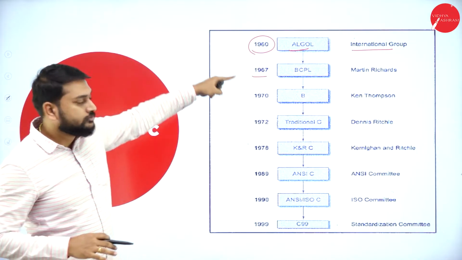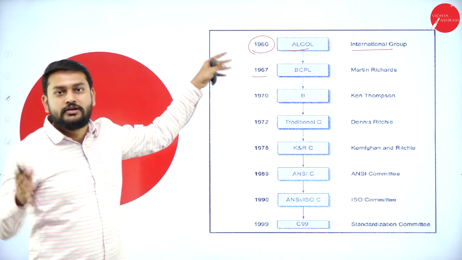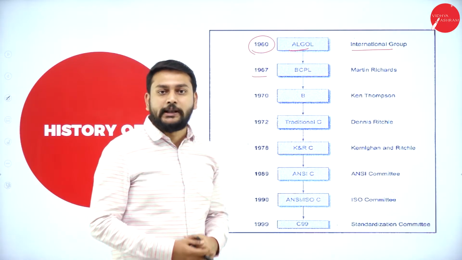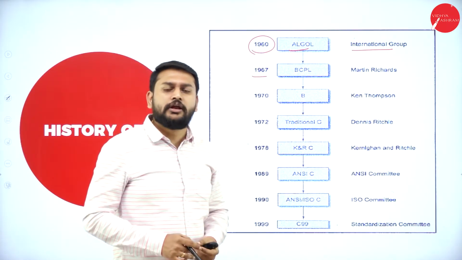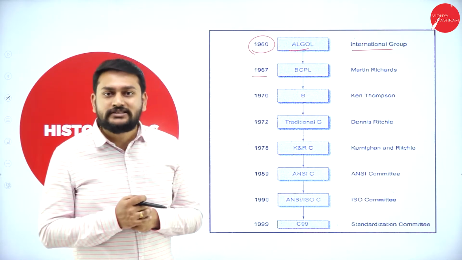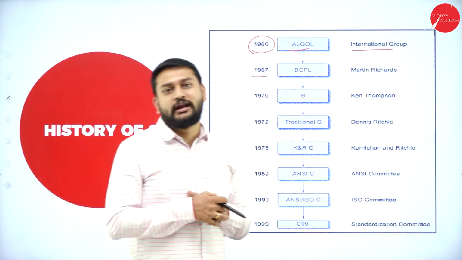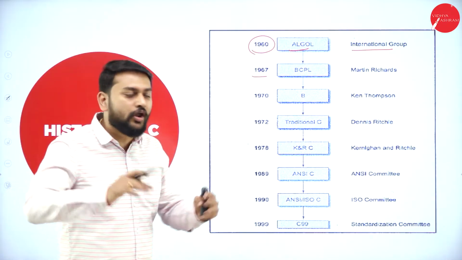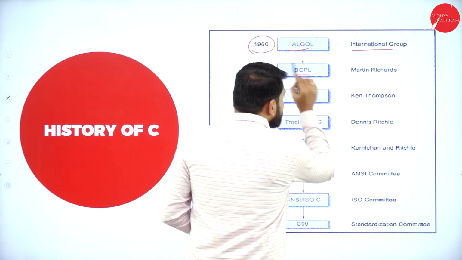In the year 1967, so there is a gap of approximately 6 to 7 years, okay. In that period of time they started one more language, Basic Combined Programming Language. They call it BCPL.